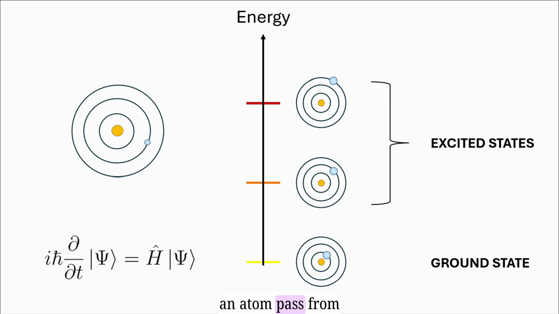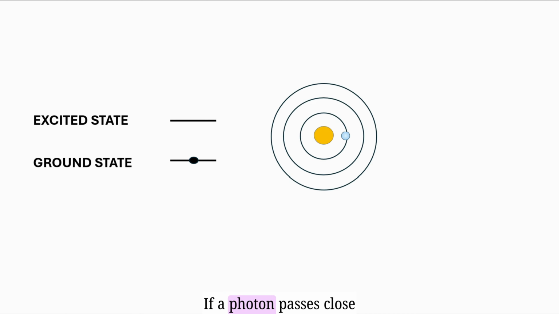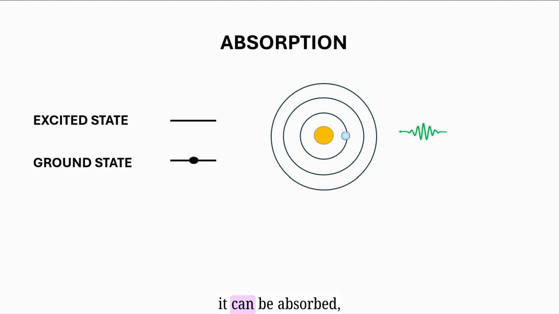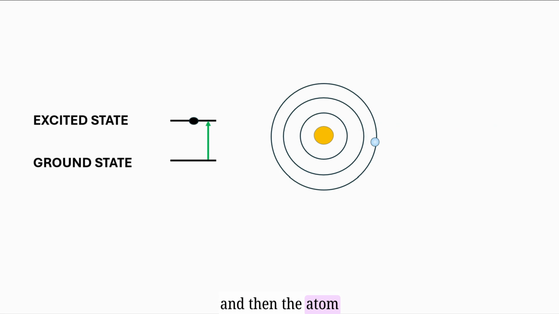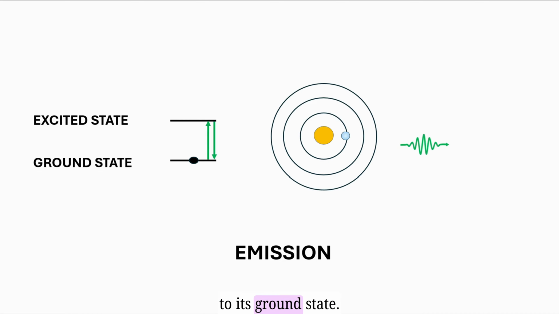But how does an atom pass from one level to another? Thanks to the energy carried by the particles of light: photons. If a photon passes close to an atom, it can be absorbed, and then the atom becomes excited. However, nature tends to minimize the energy, so an excited atom will eventually emit a photon and return to its ground state. This second effect is called emission, and it is exploited in lasers.